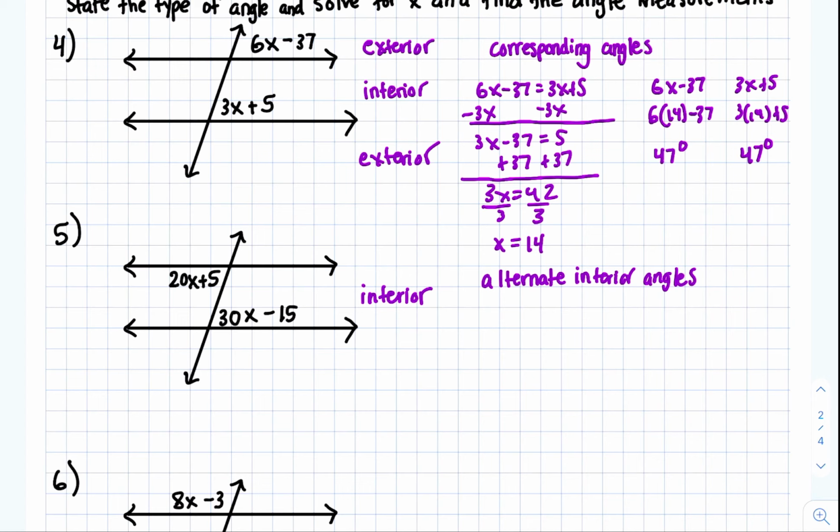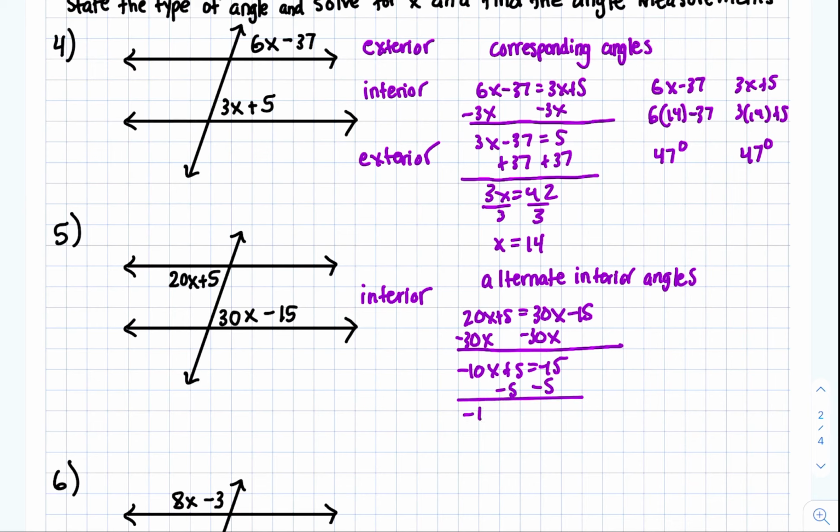And in your notebook, you know alternate interior angles are congruent. So 20x plus 5 is going to equal 30x minus 15. I'm going to move variables to the left, so subtract 30x from both sides. And I'm going to move constants to the right, so subtract 5 from both sides. So my variables are on the left, constants on the right, divide both sides by negative 10. X is equal to 2.